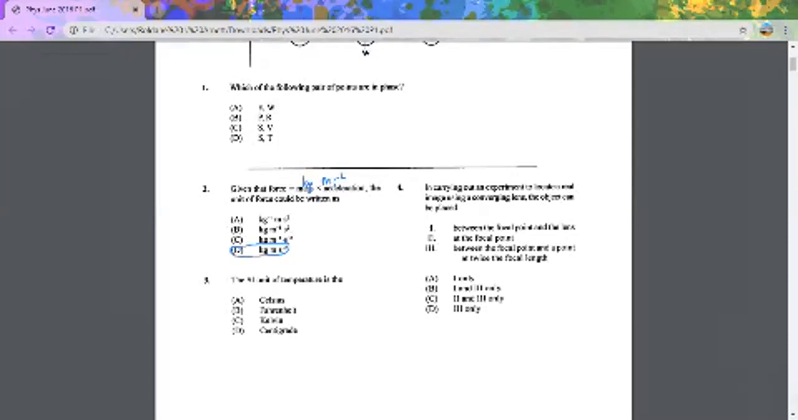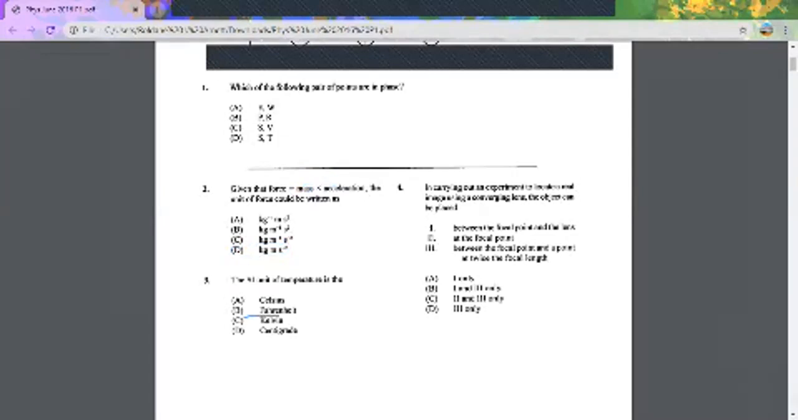Number 3. Number 3 asks for the SI unit for temperature. The answer is C, Kelvin.